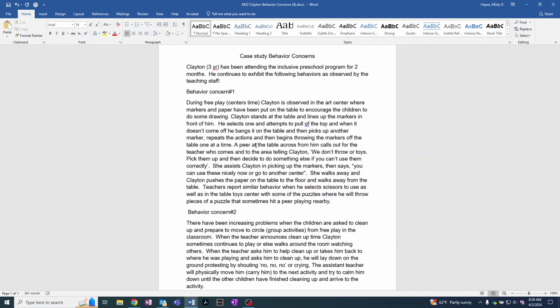Clayton stands at the table and lines up the markers in front of him. He selects one and attempts to pull off the top, and when it doesn't come off, he bangs it on the table and picks up another marker, repeats the action, and then begins throwing the markers off the table one at a time. A peer at the table across from him calls out for the teacher, who comes to the area telling Clayton, "We don't throw our toys."